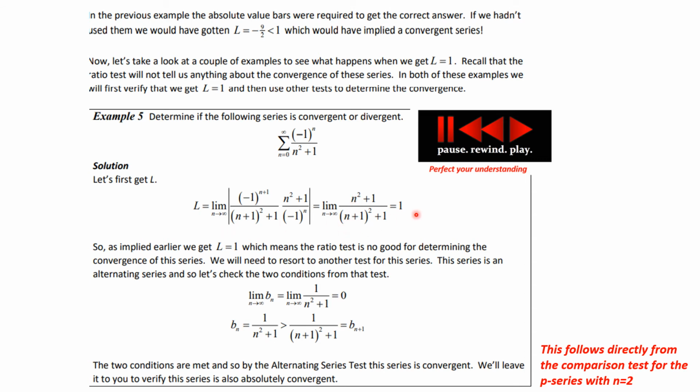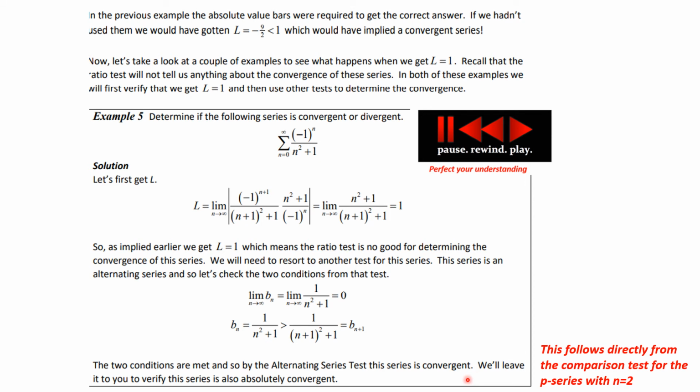But we recall from our theorem that means the test failed. So it's no good. So we have to do something else. But fortunately, we can do something else, because notice that for 1 over n squared plus 1, the limit is equal to 0. And it is also decreasing: b_n plus 1 is less than b_n. So it decreases to 0. So what you see is we can apply the alternating series test to this and declare that this is convergent.